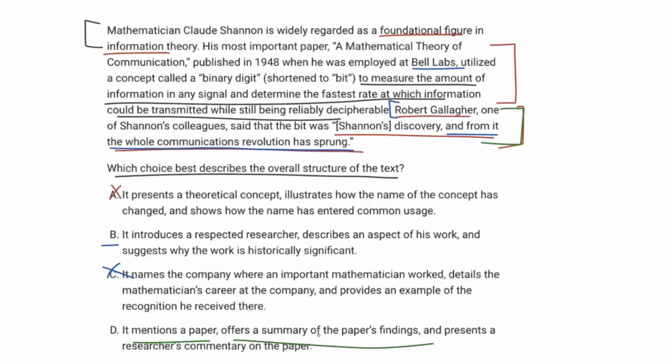And while a big portion of this excerpt does talk about the paper, what it's really getting at is praising Claude Shannon as a foundational figure in information theory, right? When Robert Gallinger, the colleague, says Shannon's discovery, this is the only mention of attributing it back to the paper, and from it the whole communications revolution has sprung. That is really giving all the credit to Claude Shannon instead of specifically critiquing or praising what's in the actual paper, right? And B just works so much better, introducing that respected researcher, which D does not. D just says straight up it mentions a paper without mentioning the most important part, the main character in all of this, which is Claude Shannon. Therefore, our answer choice here is going to be B.